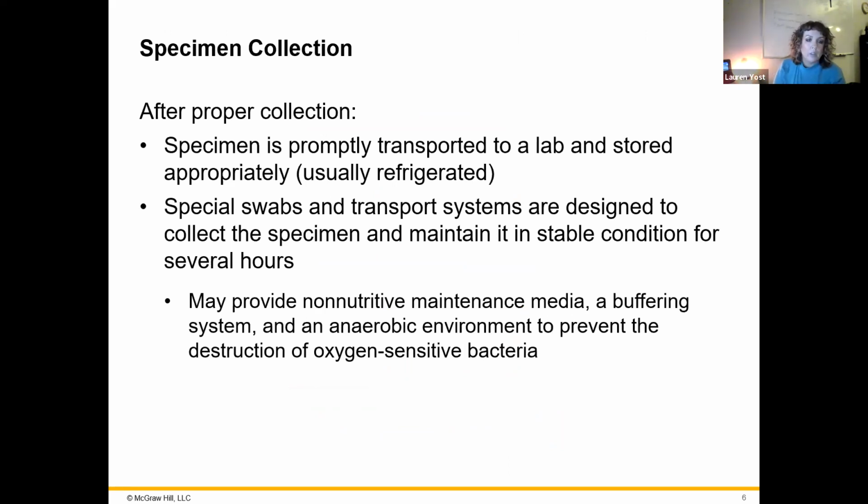Specimen collection. After we have actually collected our specimen, we're going to transport it to the lab, and they're going to store it, usually refrigerated, until they're going to culture it, or they're going to save it in case the culturing mechanisms they're using don't work. They usually won't get rid of it until there is some sort of consensus on a diagnosis. So it can be maintained in the transport medium and then later in the refrigerator for hours, even days, depending on how it's treated.